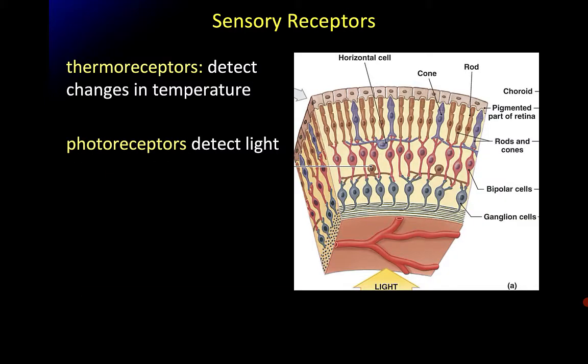We also have thermoreceptors, which detect changes in temperature, and of course we're going to find these in places like our skin. And then in our retina we have photoreceptors, which detect light. Now we can break these up, as we can see in this particular picture, into cones and rods, and the kind of simple difference between these is that we have multiple kinds of cones, and they respond to a narrow range of wavelengths of light. Therefore, we can use them to determine color.